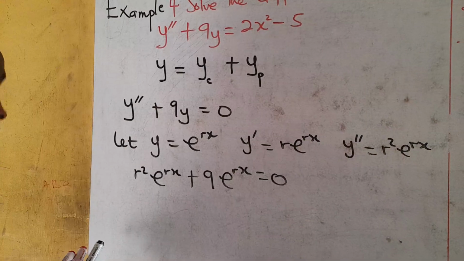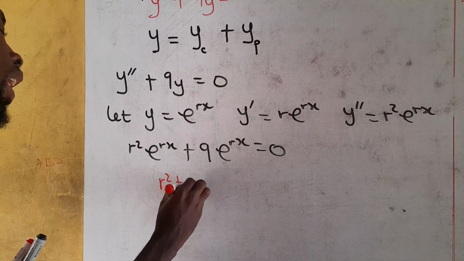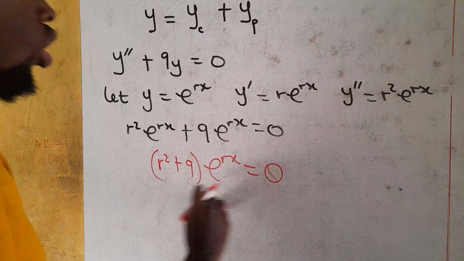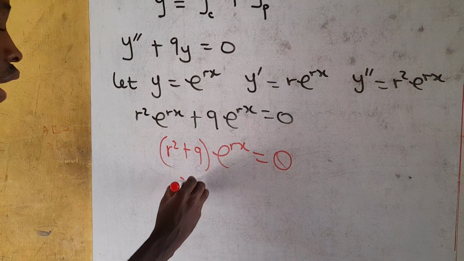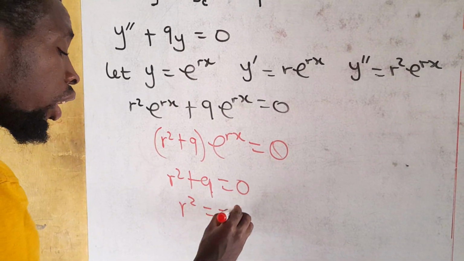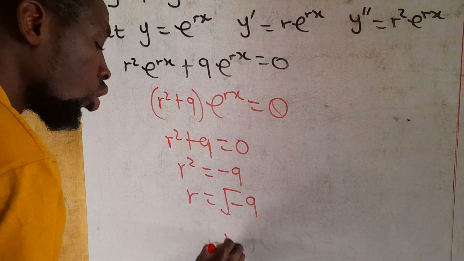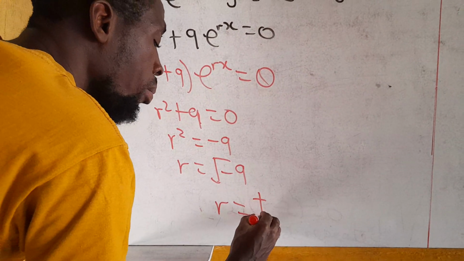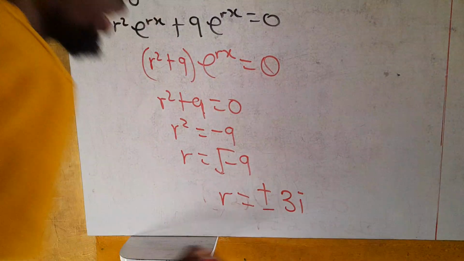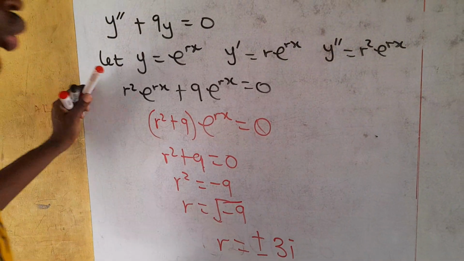What is common? e^(rx) is common. So we have (r² + 9)e^(rx) = 0. When we divide both sides, we have r² + 9 = 0. Our r² will be equal to −9. r will be equal to the square root of −9. So r will be equal to plus or minus 3i. I hope you know that. So this is a complex root system.